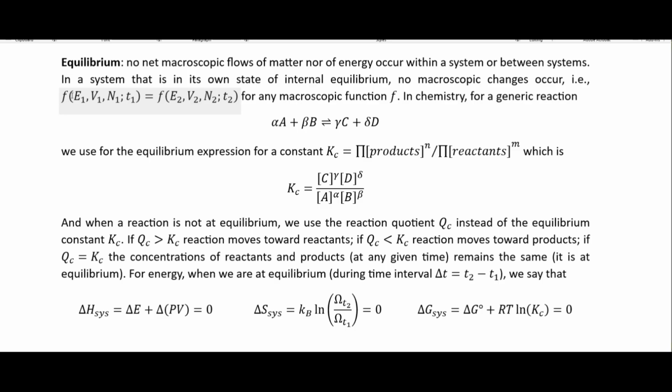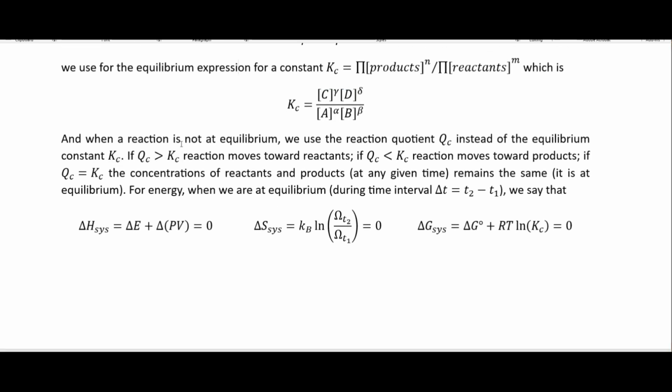For instance, we can have some function of the energy, volume, and amount of stuff at time t1 that will be equal to that same function of the energy, volume, and amount of stuff at t2, so at some later time. And this is for any macroscopic function f. In chemistry, for the generic reaction of A plus B becoming C plus D, we want to find the equilibrium expression for this constant, which again is just the product of the products over the product of the reactants. So that would look like this for our generic reaction.